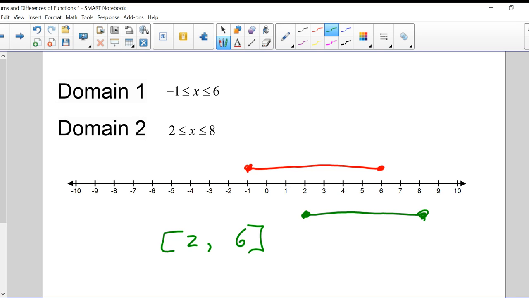We can't combine them if there's no x in one to match up with an x in the other. We just can't combine them by addition. In fact, we're going to talk about how this works with composition in a minute. But for right now, we're just talking about adding and subtracting the functions. To get the common domain, we have to look for where it overlaps. Where do they have common ground?